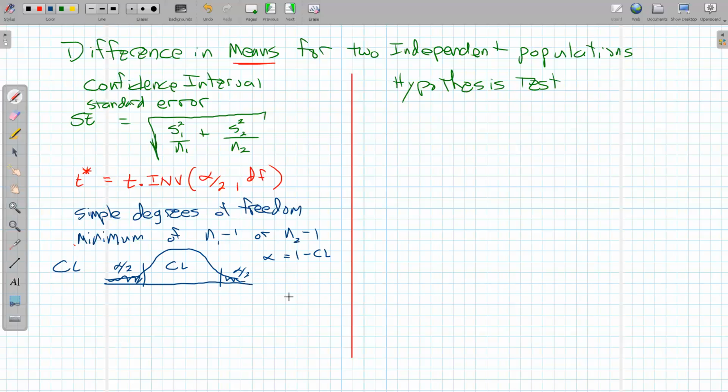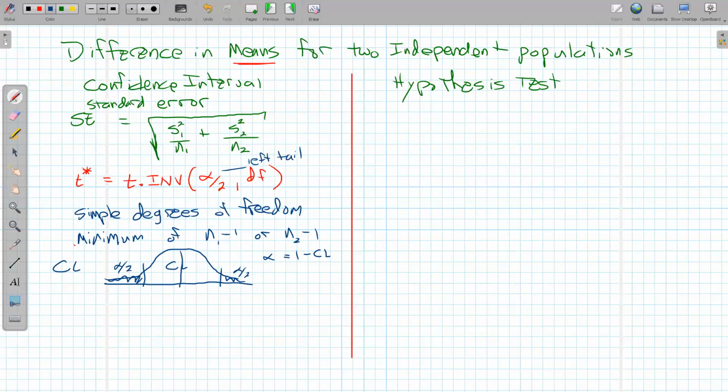And we've done that before. We've been given the confidence level, we find out what's left over for the tails, and then we cut it in half. And so that's the percent that goes here for the t-value. Now, when we do that, alpha over 2, this inverse is always looking at the left tail.